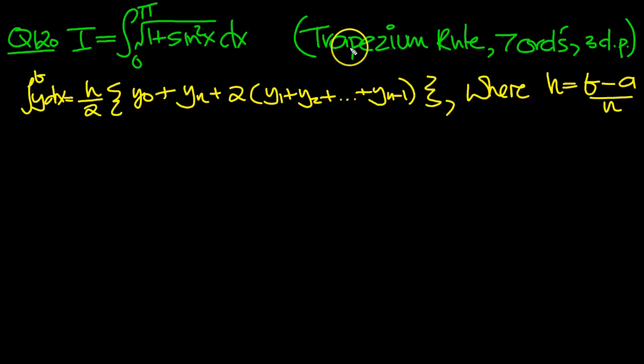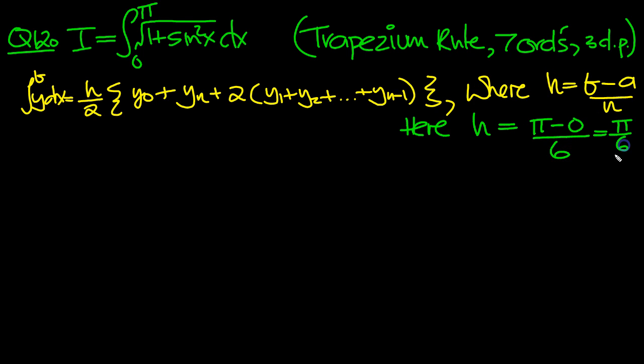Evaluate this integral using the trapezium rule with 7 ordinates to 3 decimal places. So the first thing to do is get h. Here the h value is b minus a, and here's b and here's a. So we've got pi minus 0, b minus a, over the number of intervals. 7 ordinates, so there's 6 intervals. So the h value is pi over 6.